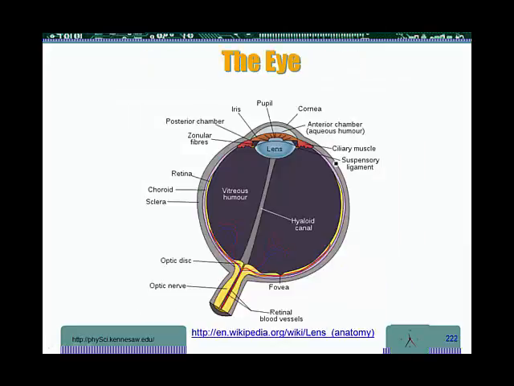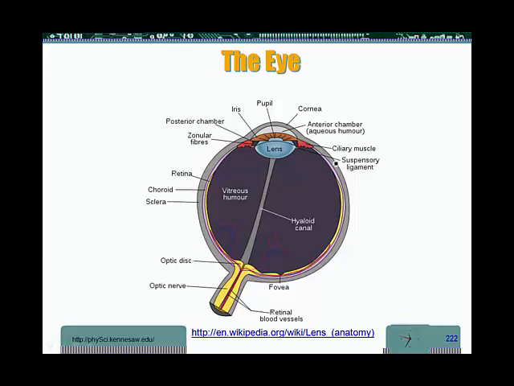Now, another picture of the eye. In the first picture I had some details, but even this one does not have all the details that are involved, and I'm not going to get into that. The ones among you who take anatomy are going to learn a lot more about this than I do know.